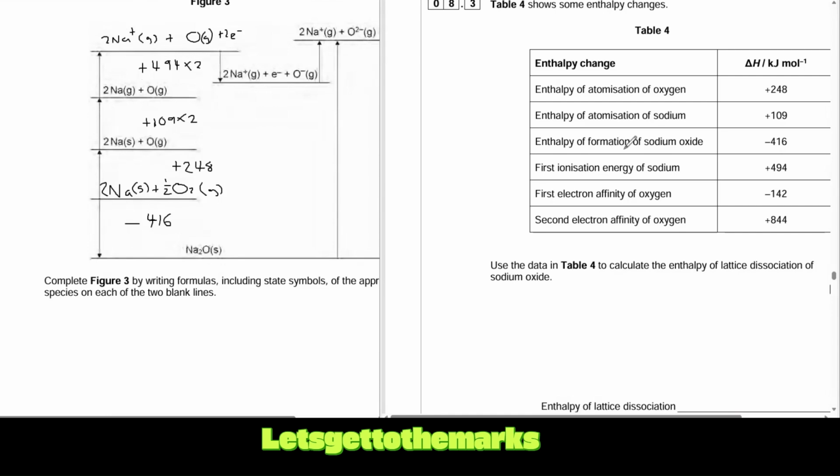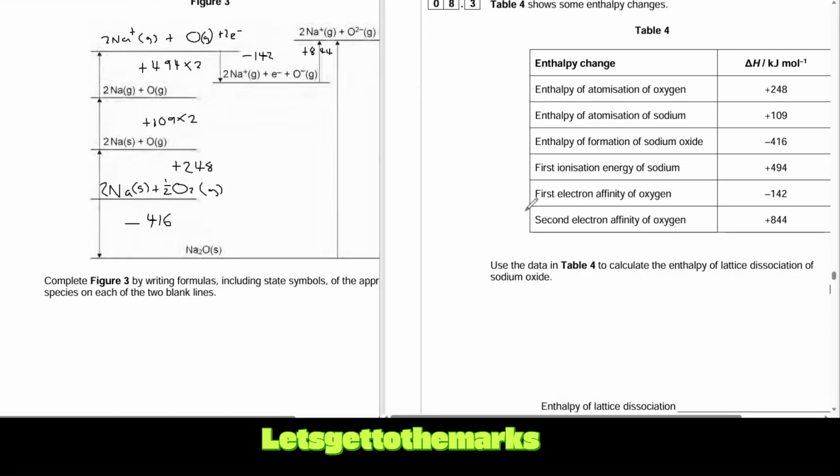And then what we're doing here, where were we? The first electron affinity of oxygen is going to be minus 142 to add 1 electron. And then to add the next electron is positive, so plus 844.